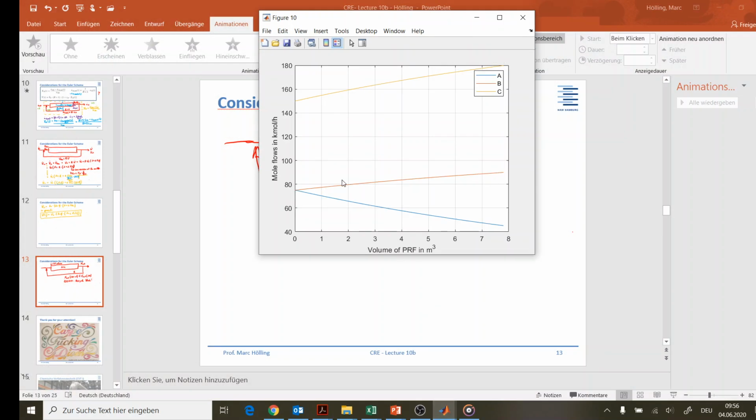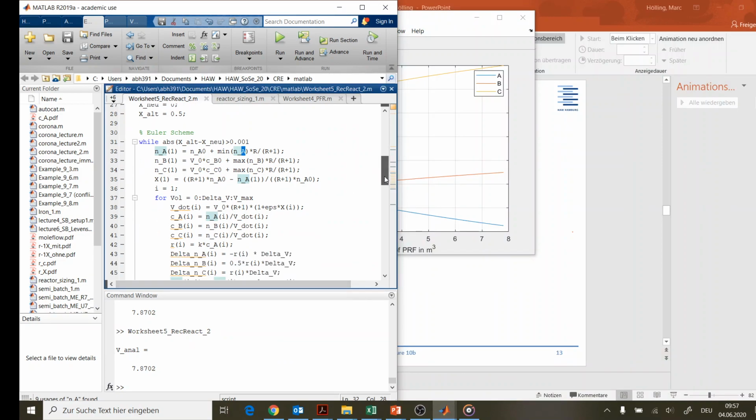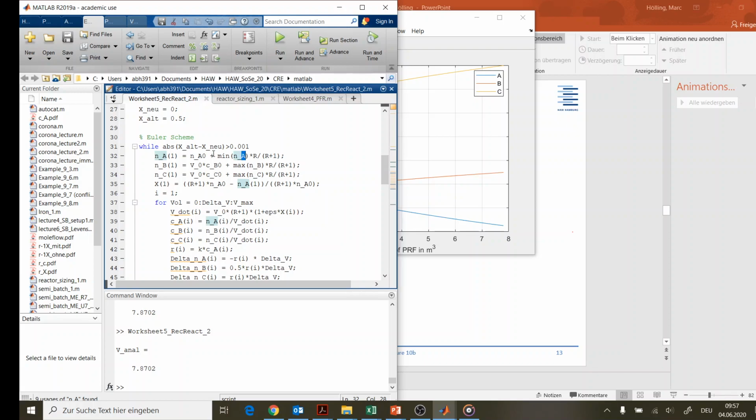Since A is continuously decreasing and B and C are constantly increasing, I'm just saying find me the minimum value of my mole flow, and this is the mole flow at the outlet. So I was just a little bit lazy to say, okay, just grab the minimum. And I showed you that the mole flow coming back through the recycle is R over R+1.